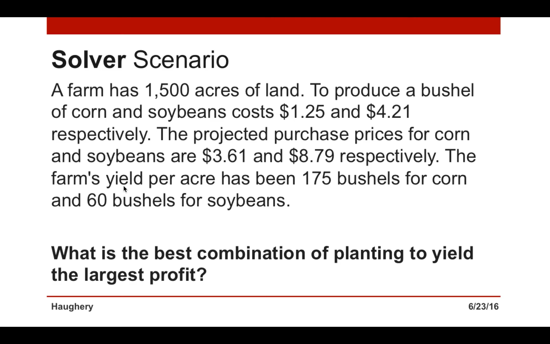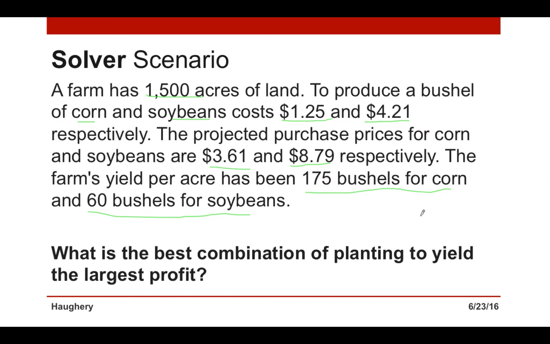Solver has an ability to do multiple variables. So let's say the scenario is we have a farm, it's a 1,500 acre farm, and we want to produce corn and we want to produce soybeans, and of course it costs us these amounts per acre to plant corn and soybean, and that's of course to run the equipment, to buy the seeds, to irrigate, to fertilize, right? And we want to then go sell that, and we're going to have a projected sale price of these values for corn and soybean respectively. And of course the yield is 175 for corn, 60 for soybean. And our question is, what is the best combination of planting to yield the largest profit?